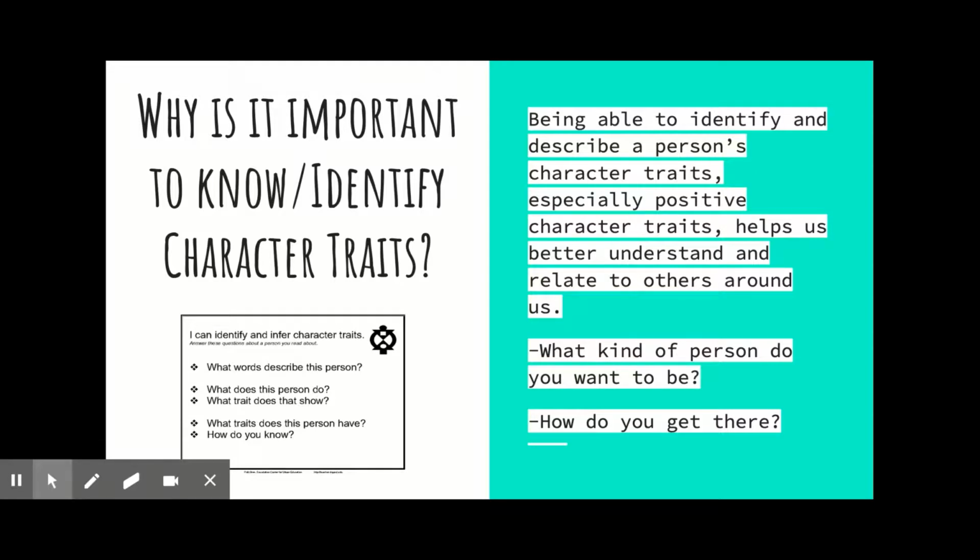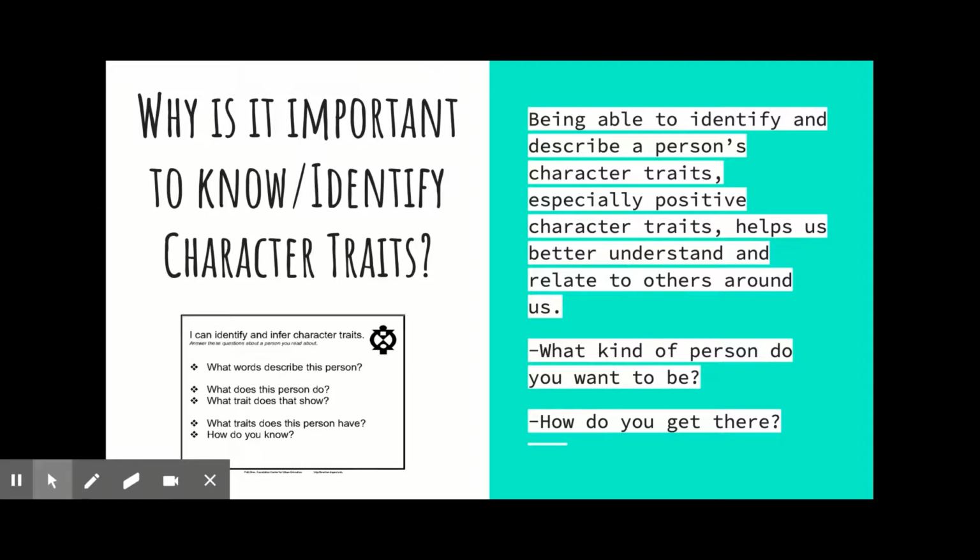So we can think, what words describe this person? What actions have they done to show who they are inside? What does this person do? What trait does that show? What traits does this person have? How do you know? So you can cite evidence to determine someone's character traits, okay?